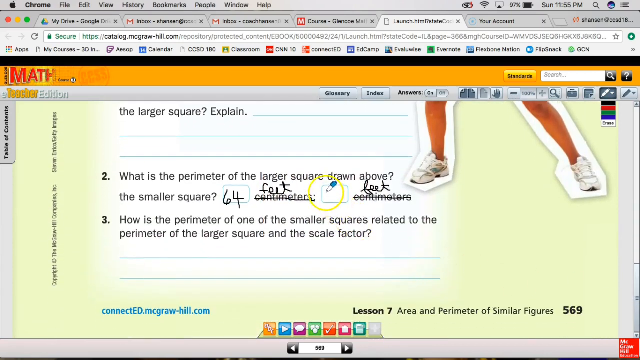But regardless of the mistakes that I made, we got 64 feet, make sure you cross out centimeters and put feet there, and 32 feet for the smaller square, cross out centimeters and put feet there. That'll make much more sense going along. So it says, for number 3, how is the perimeter of one of the smaller squares, 32, related to the perimeter of the larger square, 64, and the scale factor?